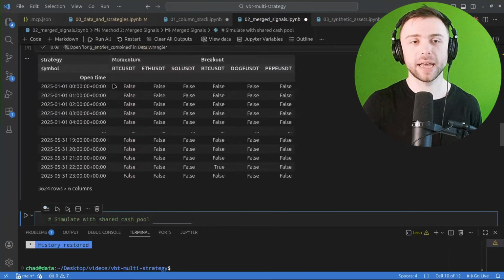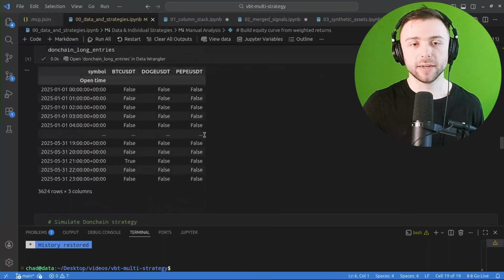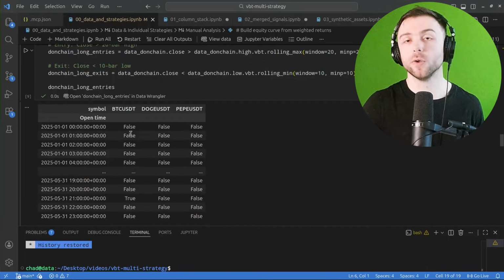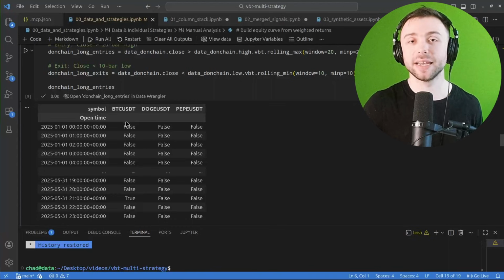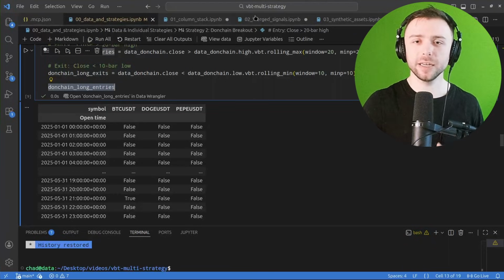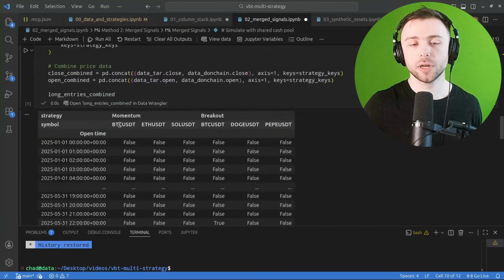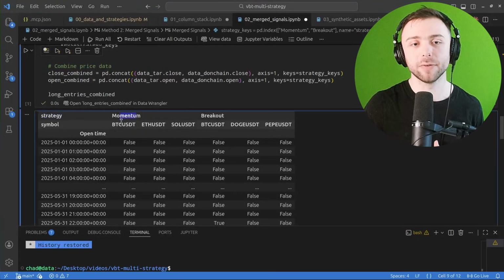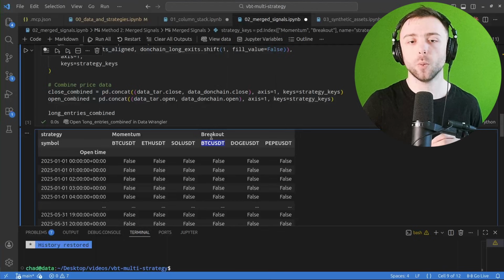So if you remember, we had these 3-column wide data frames full of true or false signals for each asset in each strategy. And those are our entry and exit signals, and we had separate ones. This is the Donchian one. We would have a separate one for the TAR strategy. Instead of doing that, what if we merged our signals here into one big data frame and we had a multi-level column structure? This is to prevent two columns having exactly the same reference. So you can have the same asset in multiple different strategies. What if we just combined those into one big data frame?